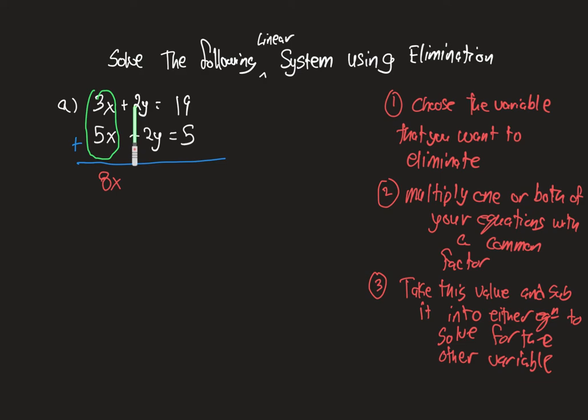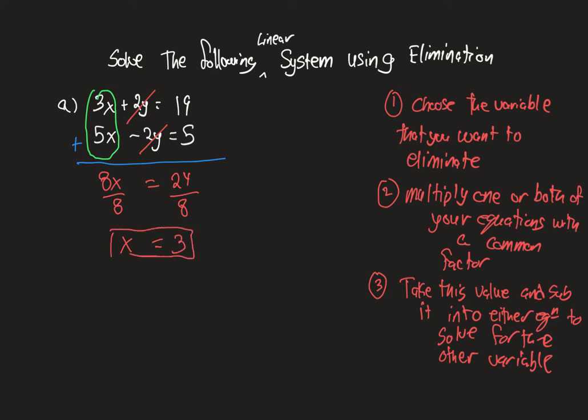And over here, you've got 2y plus minus 2y. So overall, you've got 2y minus 2y. That's just 0, so that's gone. And then you've got 19 plus 5, which is 24. You then want to get the x by itself, so you're going to divide both sides by 8. So x is 3.